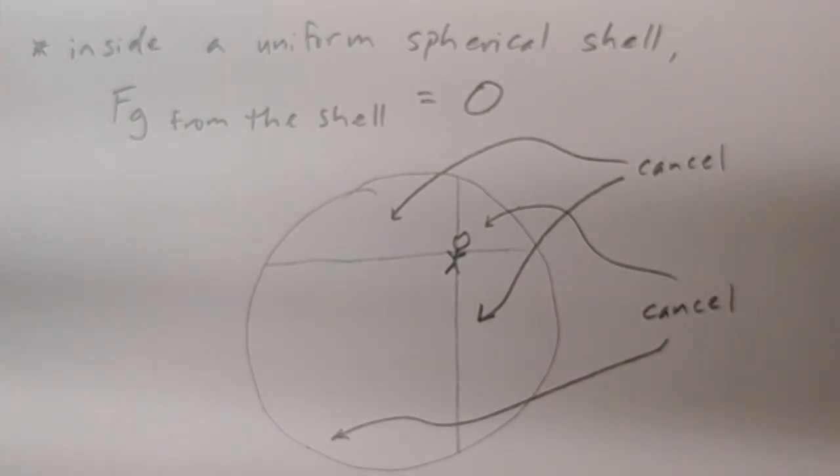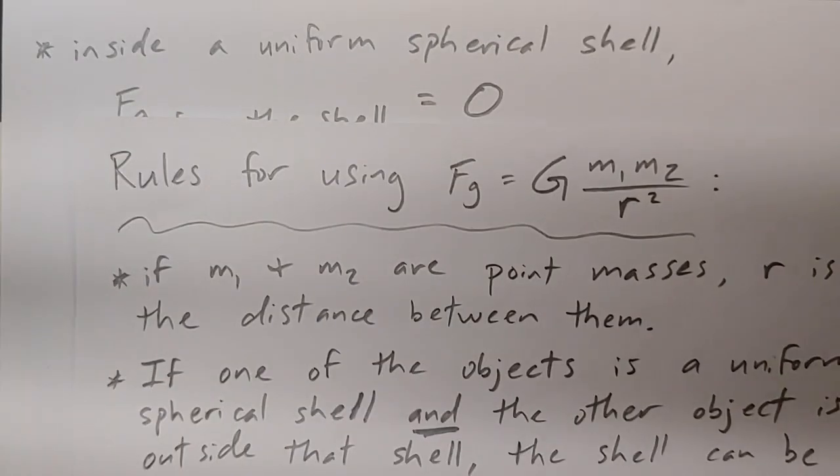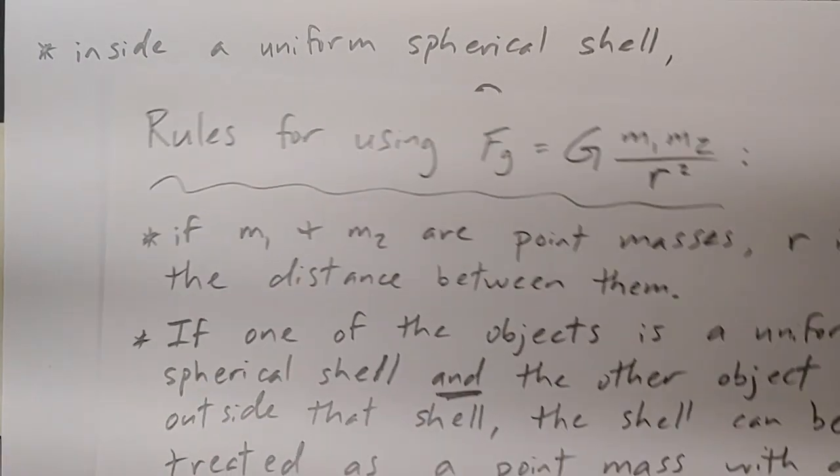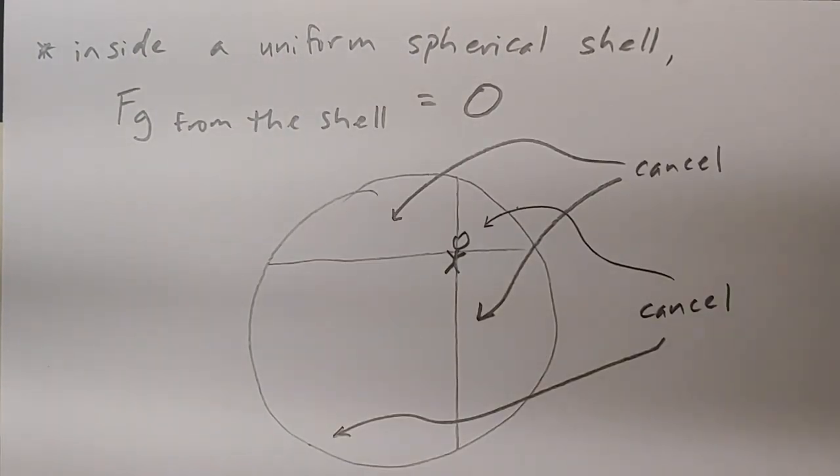And so the end result is that the force of gravity on any object inside the shell is just 0. And so if one of your objects in the force of gravity equation is inside the other one, and the other one is just a spherical shell, well then there's no force of gravity. Now, if the other one is a solid sphere, it's not quite that simple, and we're going to do a problem with that, but certainly if it is a spherical shell, you just don't need to worry about it. There is no force of gravity.